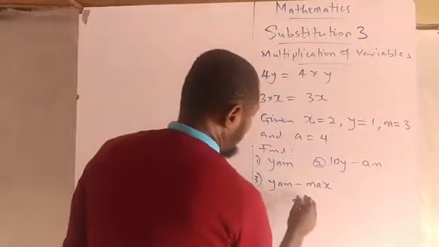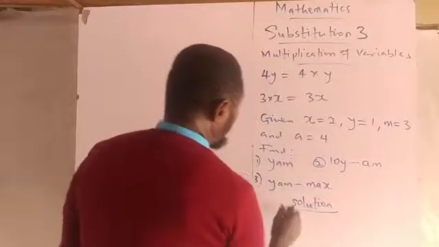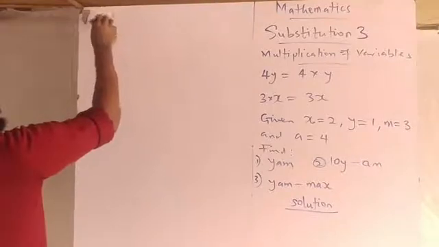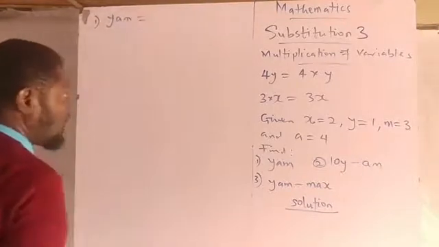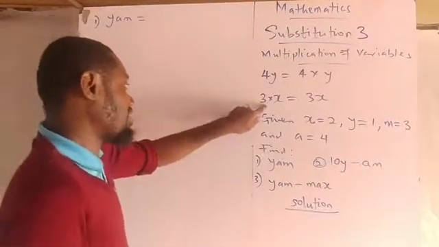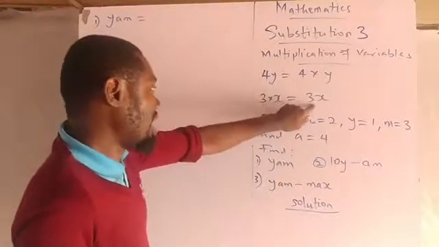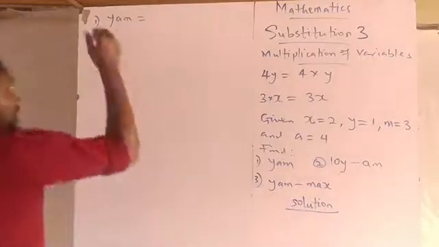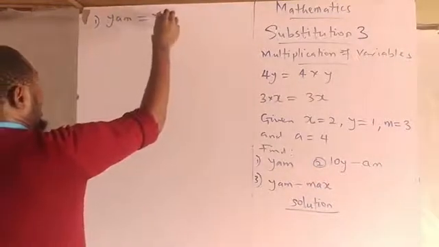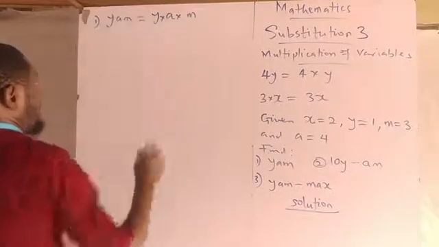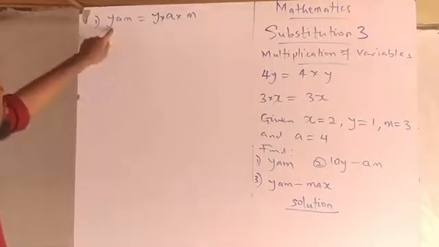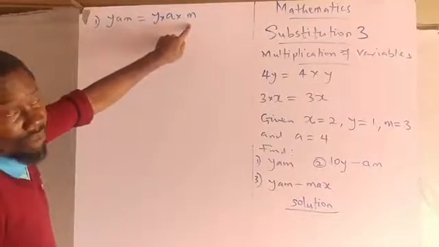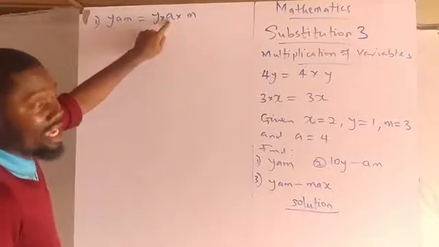Solution. Let me start with number 1. They gave us yam. From what I've mentioned to you, 3 times x is 3x, and 4y means 4 times y. It means that yam means y times a times m. That's what it means.